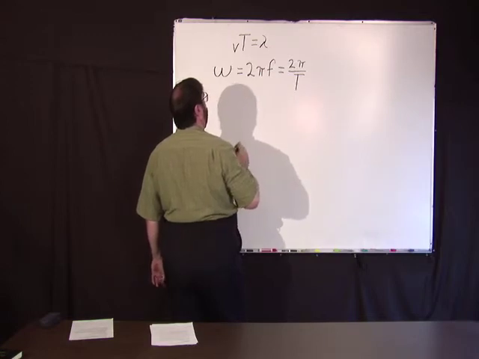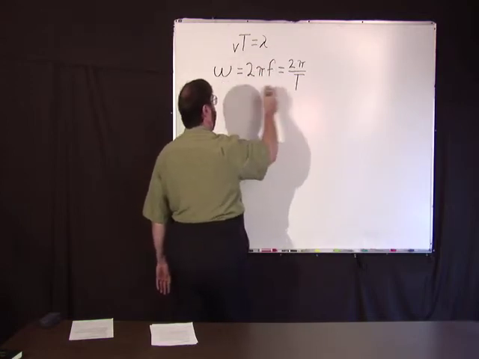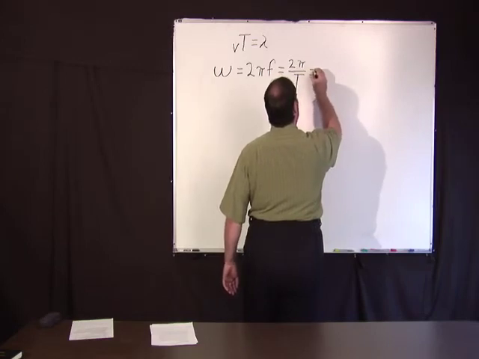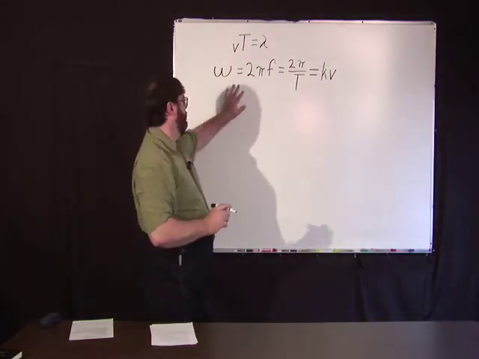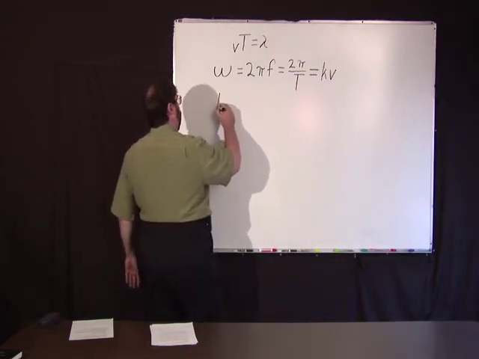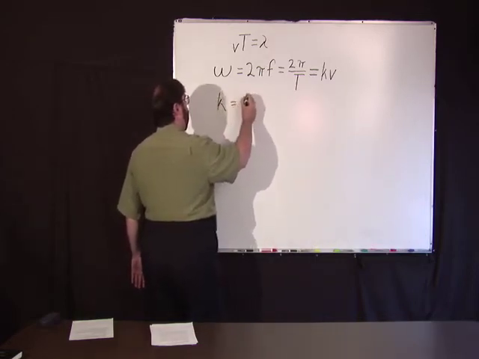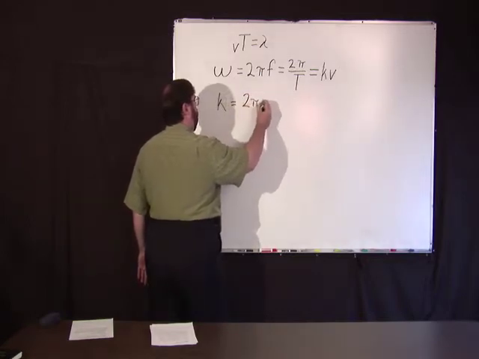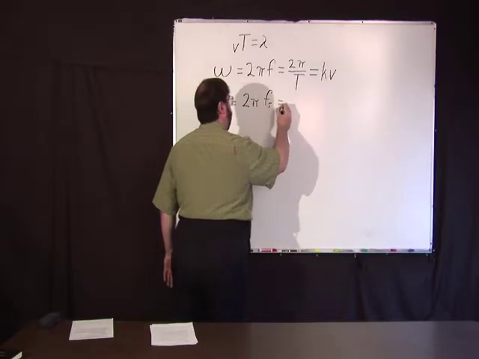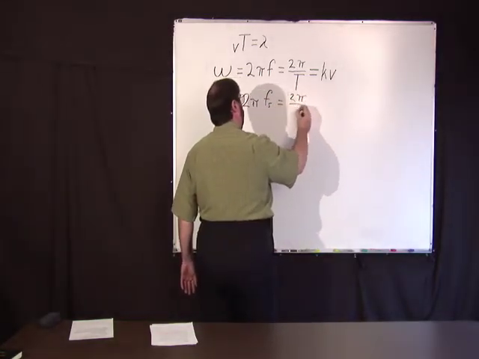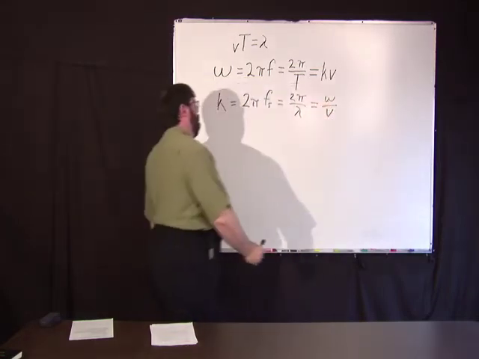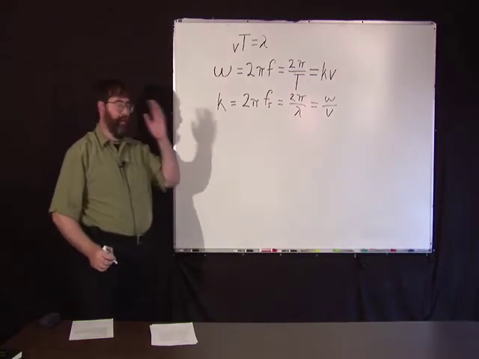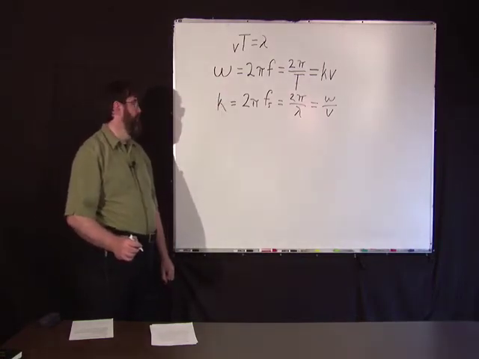From that you can conclude that omega is also equal to kc, or kv, whatever, the velocity. And again, from spatial relationships, k, which equals 2 pi times the spatial frequency, which equals 2 pi over lambda, equals omega over v. That's the relationship between omega, k, and all the other parameters for traveling waves.